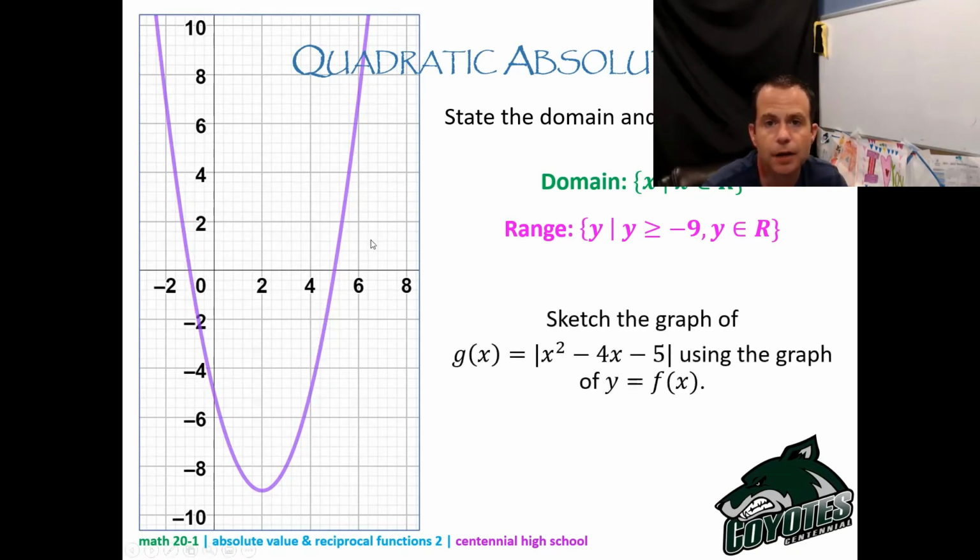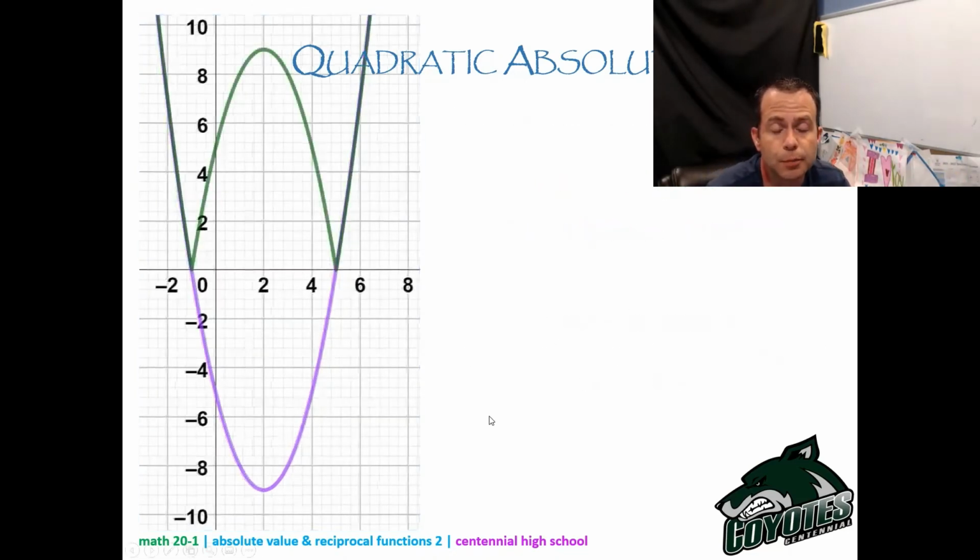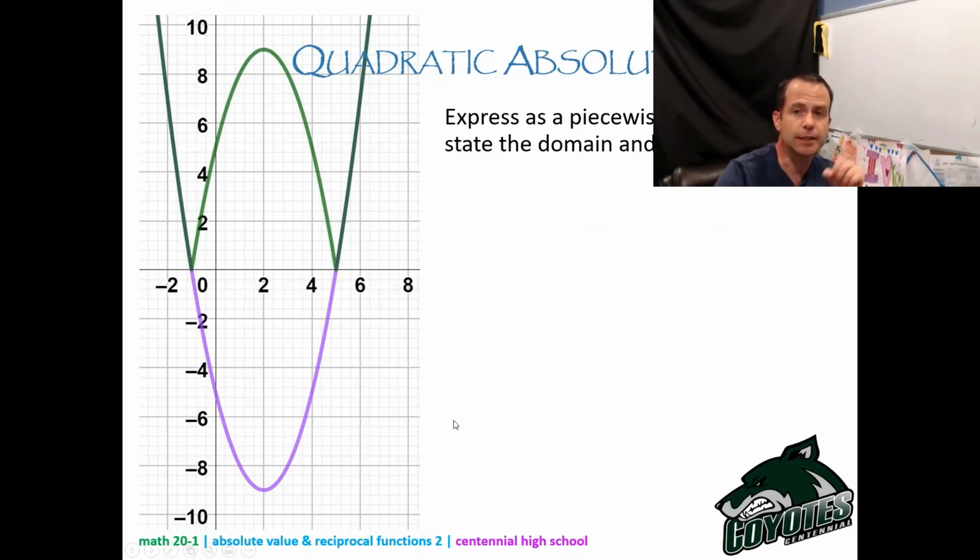Sketch the graph of g of x equaling the absolute value of x squared minus 4x minus 5 using the graph of y equals f of x, just like we went through. And so your finished product there should look like this, the green graph. Now express as a piecewise function and state the domain and range.